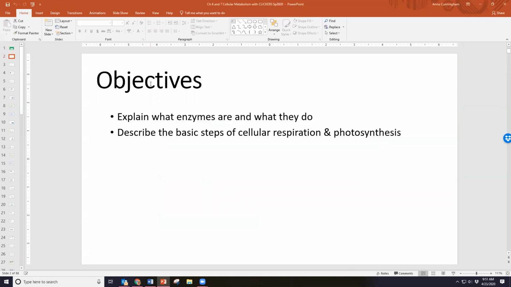So some of the objectives, what are we covering? We will talk about enzymes. We've already talked a little bit about enzymes in lab. If you remember those days when we used to have lab, we're going to revisit those concepts. We'll talk about some of the basic steps of cellular respiration and photosynthesis, two of the core metabolic pathways.